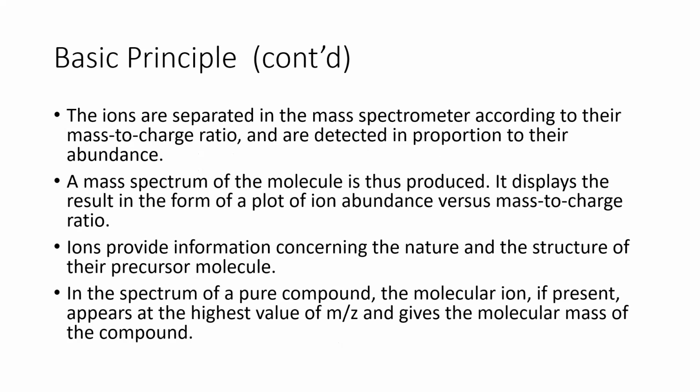The principle also involves that the ions are now separated in the mass spectrometer according to their mass to charge ratio, and they are detected based upon their relative abundance. So invariably, a mass spectrum of the molecule is produced, and the results are displayed as a plot of ion abundance. If you remember, the ion abundance was on the y-axis, while on the x-axis, you have the mass to charge ratio. So the ions that are obtained give us information about the nature and the structure of the molecule that gives rise to them.